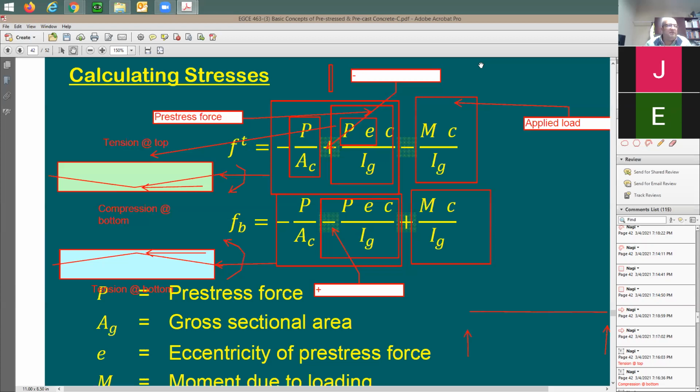And this makes sense because the direction of this moment is going to be the same as the direction of the applied moment from dead load or self-weight or live load. It's giving the same direction. It's going to be causing compression on the top and tension on the bottom. This is all what you need to change in the equation. And you just apply the equation after that.